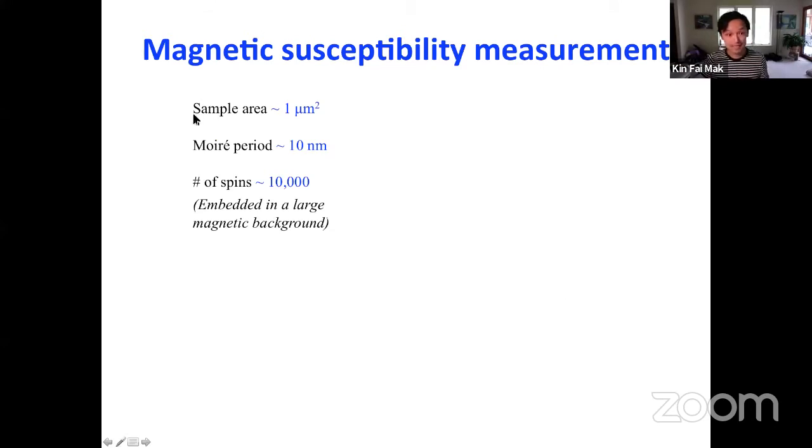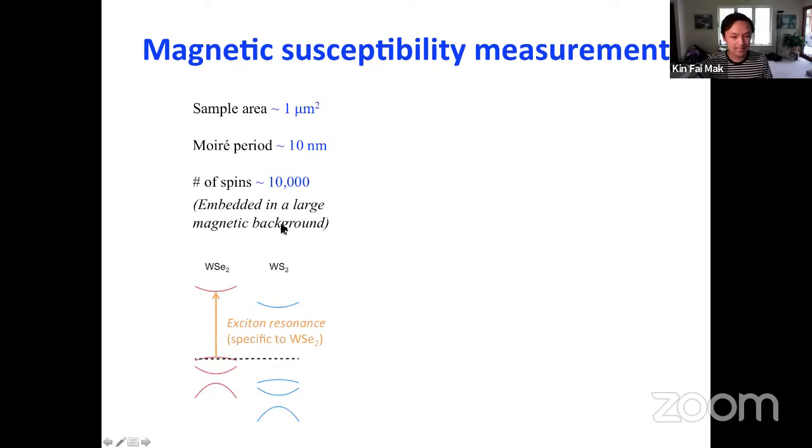We typically have a sample area in this type of system of 1 micron square. It's a relatively small sample. Maybe this is a lower estimate of the size, but it's not much different from 1 micron square. And the Moiré period is roughly 10 nanometers. So inside the whole sample, we roughly have 10,000 spins, but they are sitting in an extremely large magnetic background from the substrate and from other things in the system. So the number of spins is actually very small, and it would be very hard to measure the magnetic susceptibility.